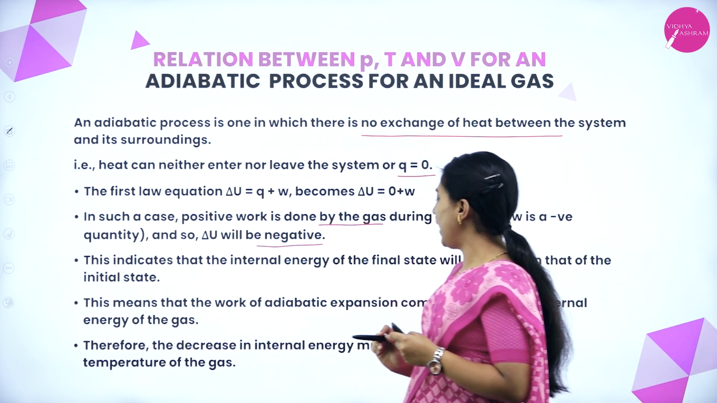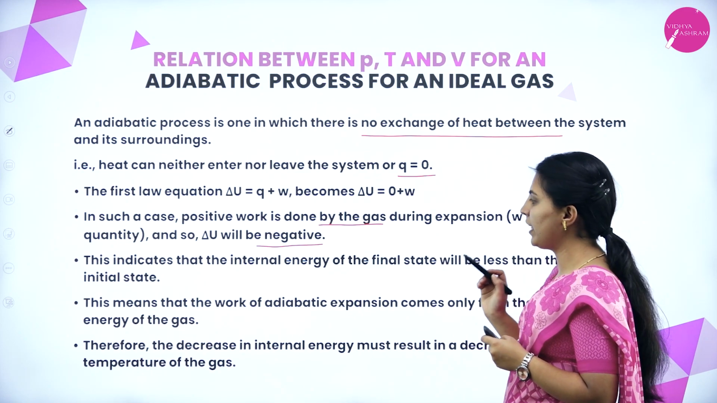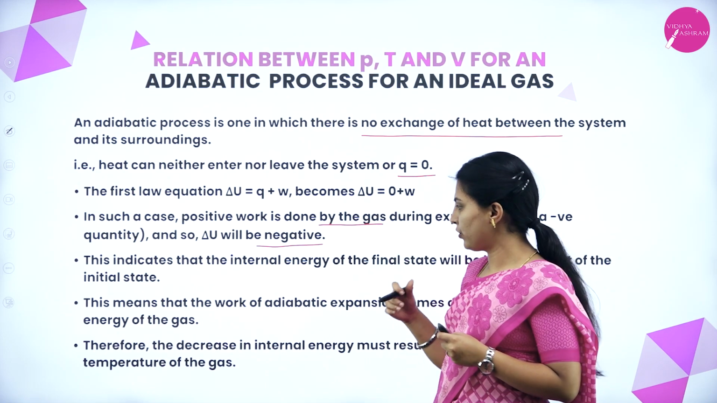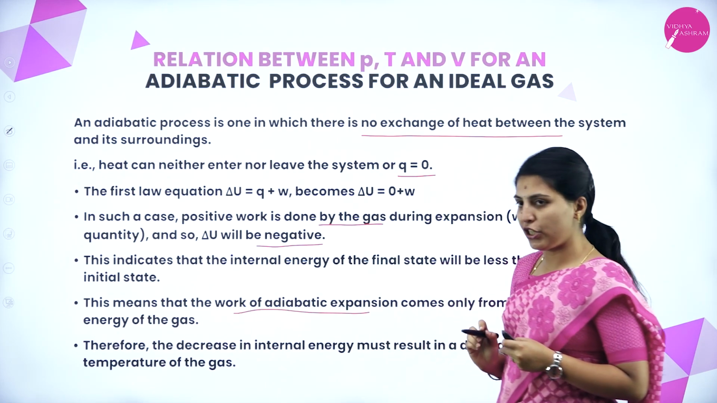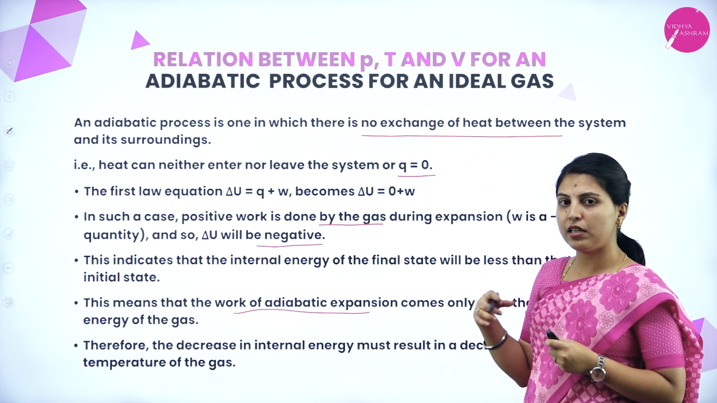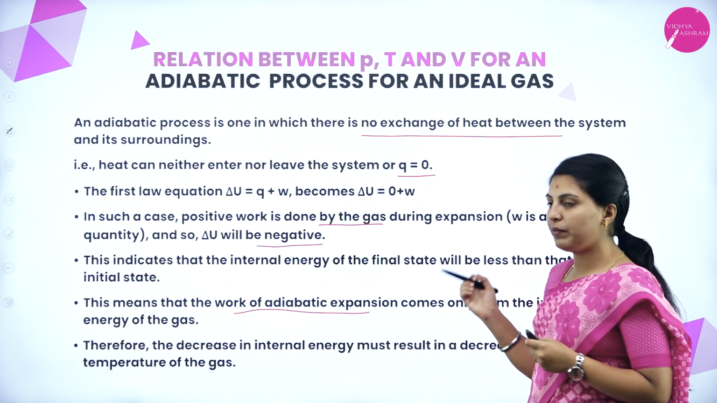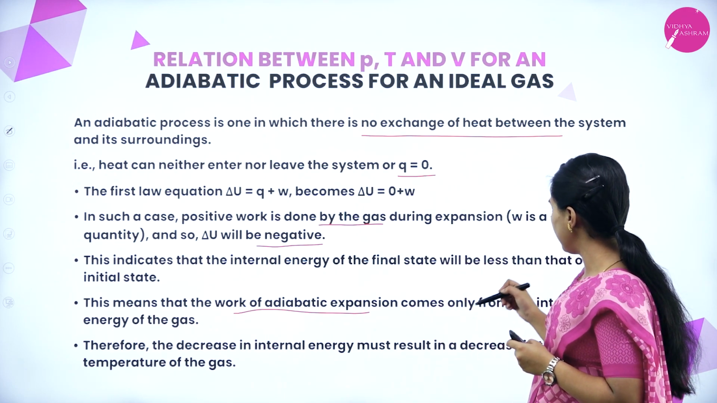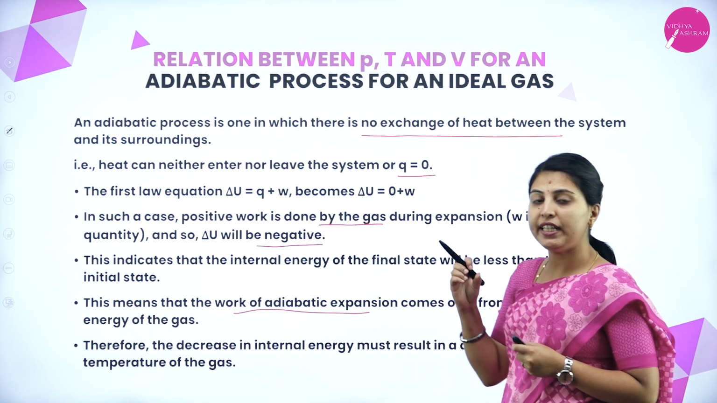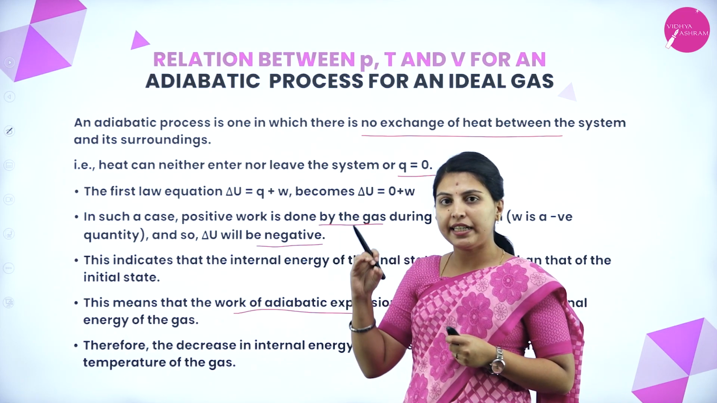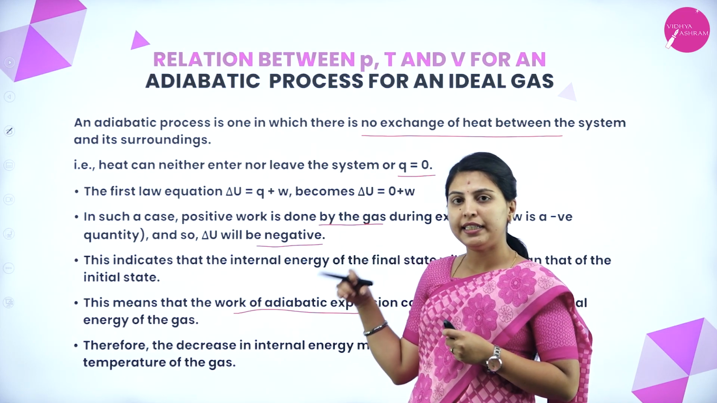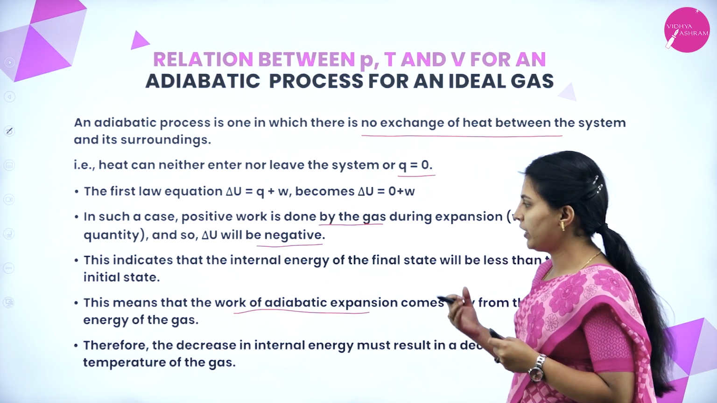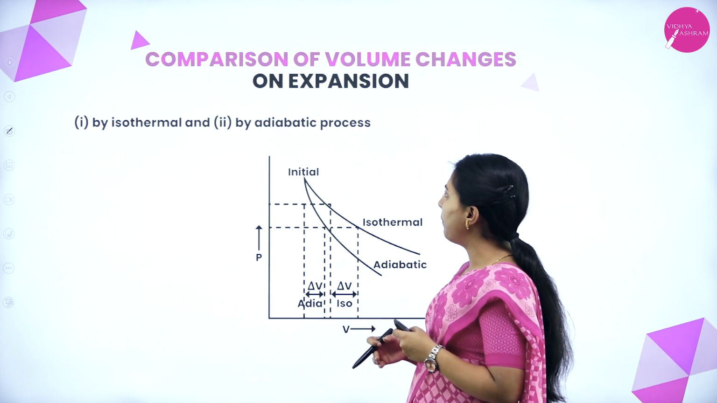This means that the work of adiabatic expansion comes only from the internal energy of the gas. What have we understood by these statements? The work of adiabatic expansion, whatever expansion is done by the system or by the gas, comes from the internal energy of the gas. Therefore, the decrease in internal energy must result in a decrease in the temperature of the gas. If the internal energy of the system is decreased, obviously the temperature of the gas will decrease, because the work of adiabatic expansion will be done by the internal energy of the gas, by isothermal and by adiabatic.